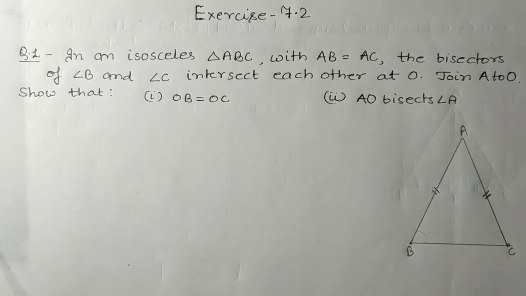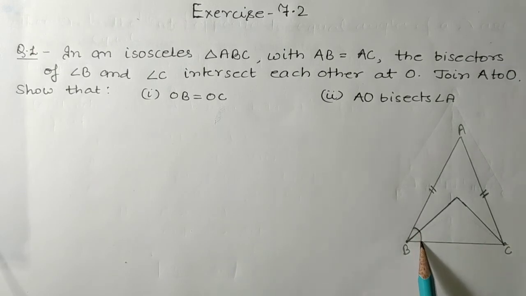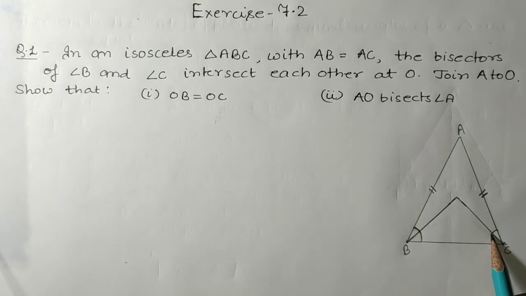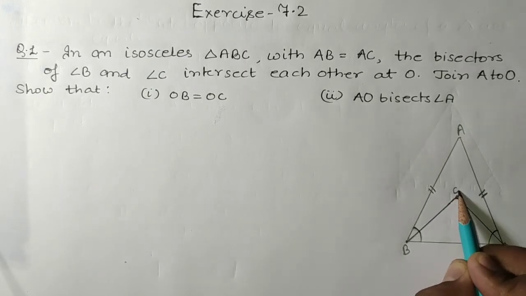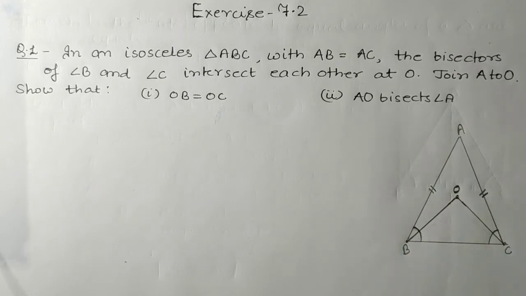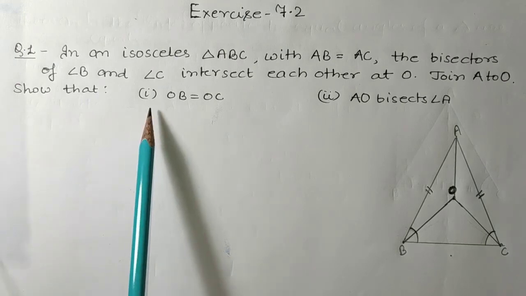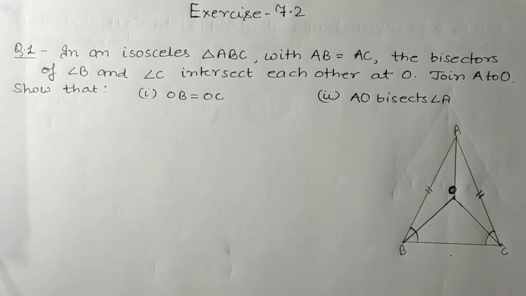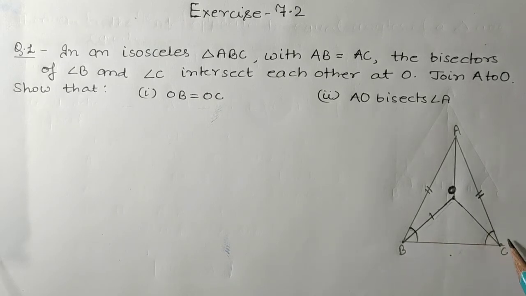intersect each other at O. So firstly let us see. Here the figure will be like this. This is the bisector of angle B, and this is the bisector of angle C, and both are intersecting each other at point O. After that we have to join AO. So the question is, show that OB is equal to OC. We have to show that this side OB is equal to this side OC.